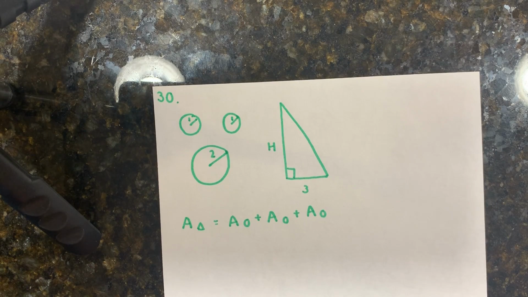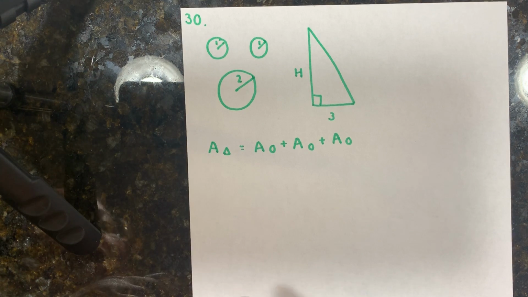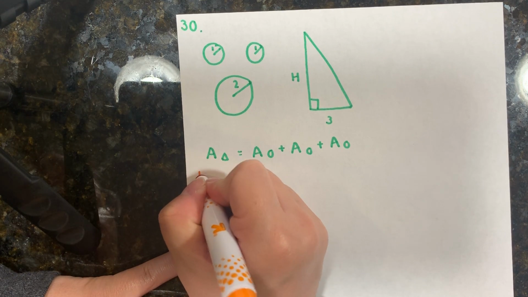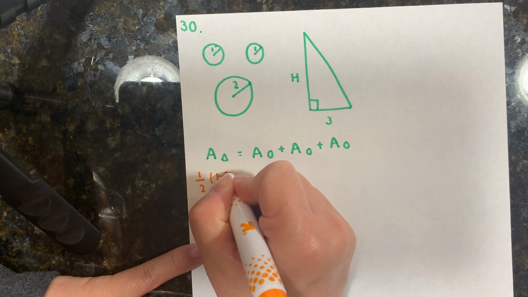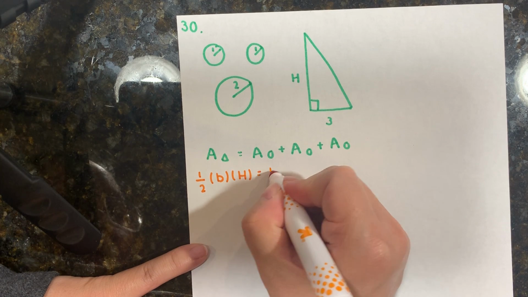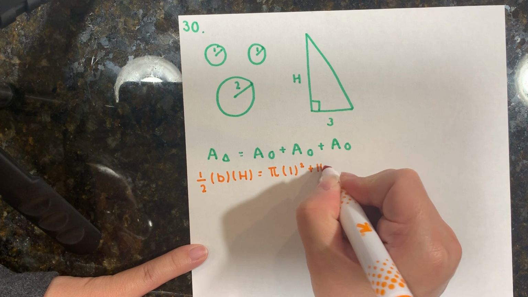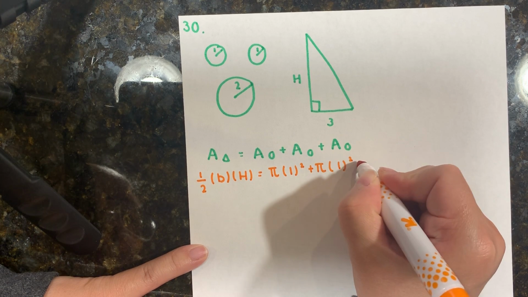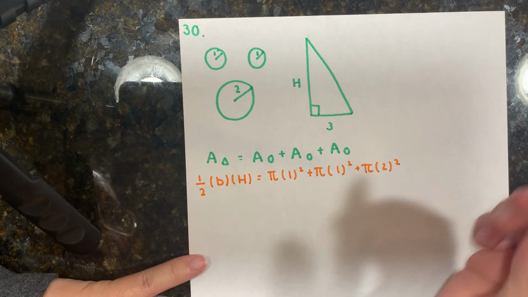And the last one we're going to do is number 30. It says the area of the triangle is equal to the area of all of the circles. So the area of the triangle is always 1/2 base times height. And the circles are going to be pi r squared plus pi r squared plus pi 2 squared.